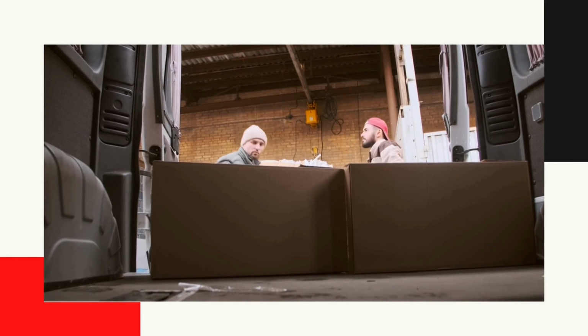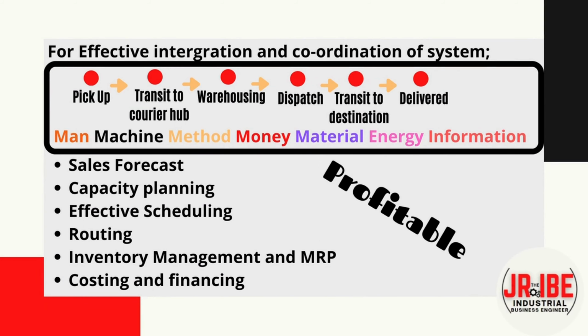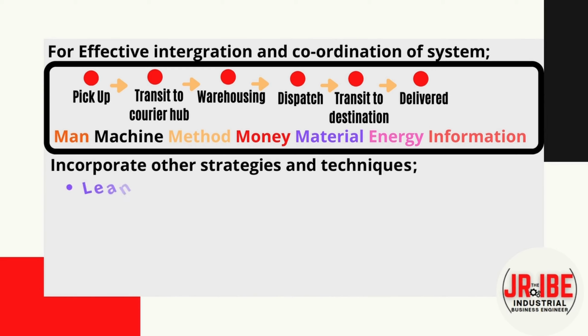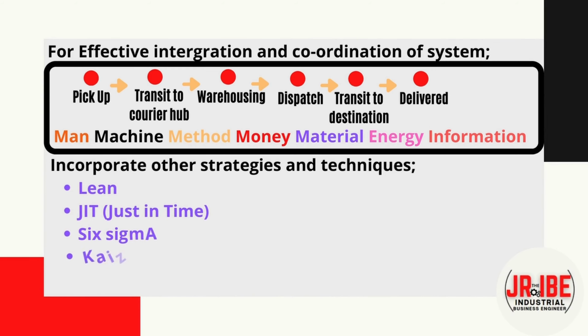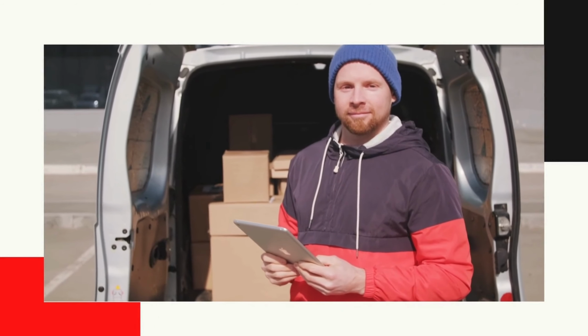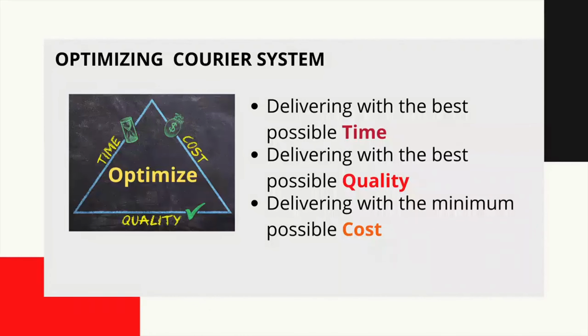We'll also need to apply proper costing and financing in all these strategies to ensure that the business is not only operating optimally, but is also profitable. We can as well incorporate Lean, Just-in-Time, Six Sigma, Kaizen, and many other techniques in this courier system. With all these, we have managed to put together the diverse knowledge in industrial engineering to optimize the courier system in order for it to be as good and as efficient as possible.